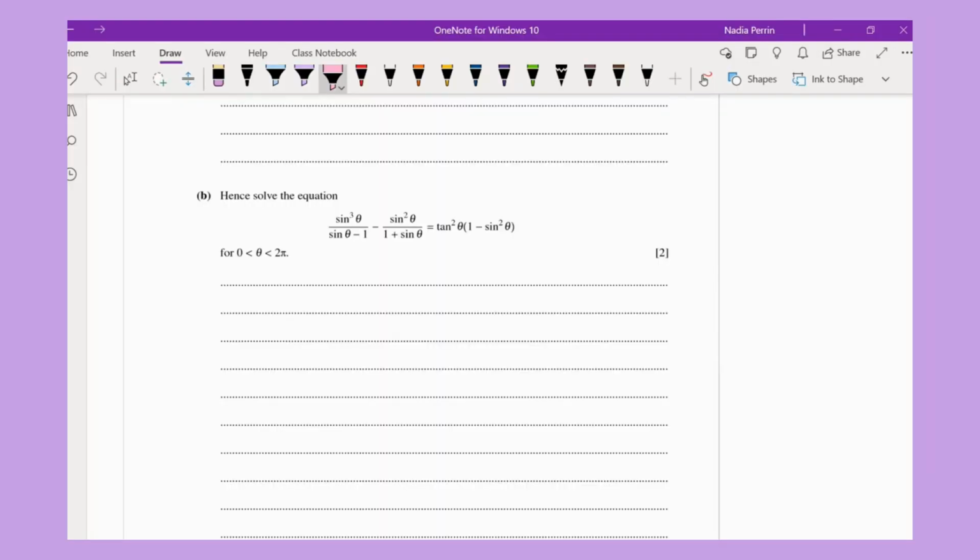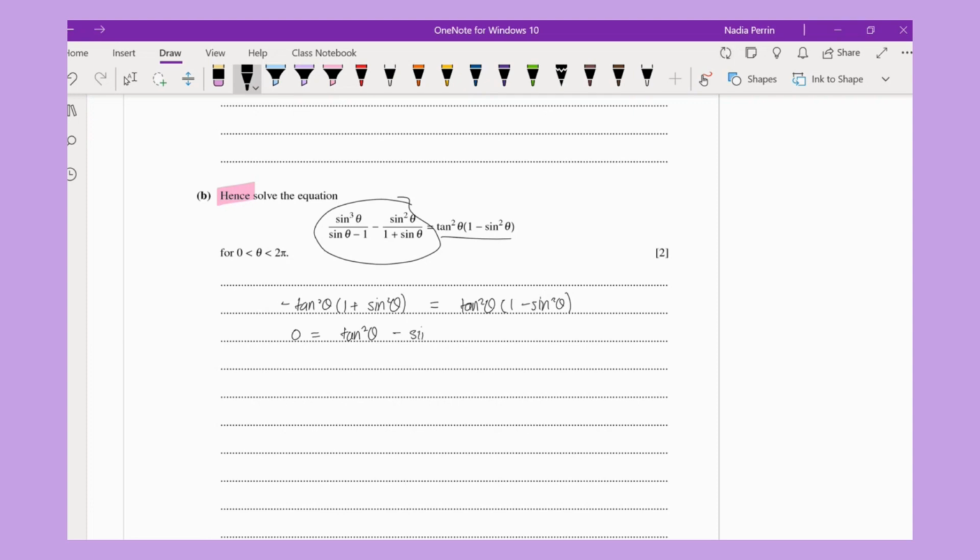Right, question B. Using that word hence again, which means we need to use our answer from previously. And just be really careful because it looks so similar to what's going on the right-hand side. So this we just proved to be negative tan squared theta 1 plus sine squared theta. And on this side, we're making it equal tan squared theta 1 minus sine squared theta. So I'm just going to move them all to the same side first of all. And I'm going to expand it at the same time. So tan squared times 1.